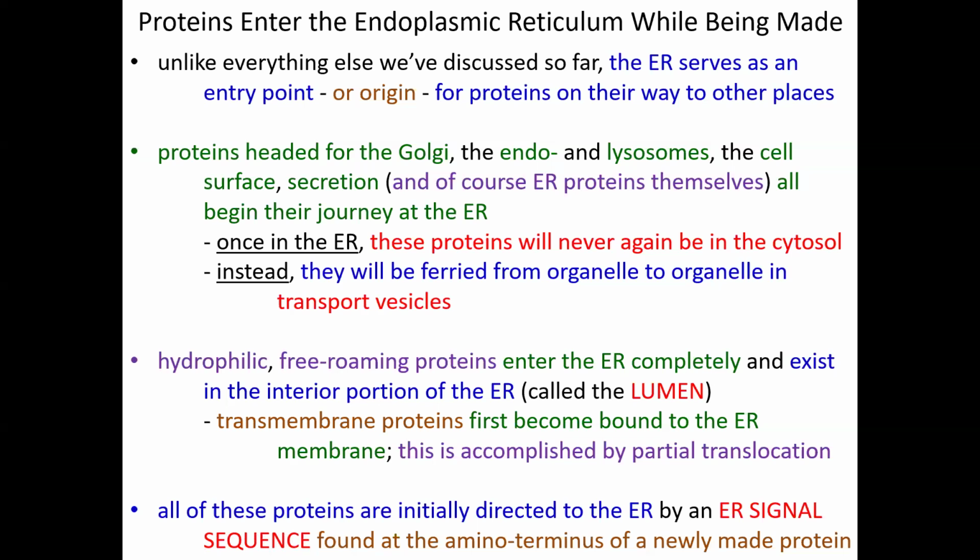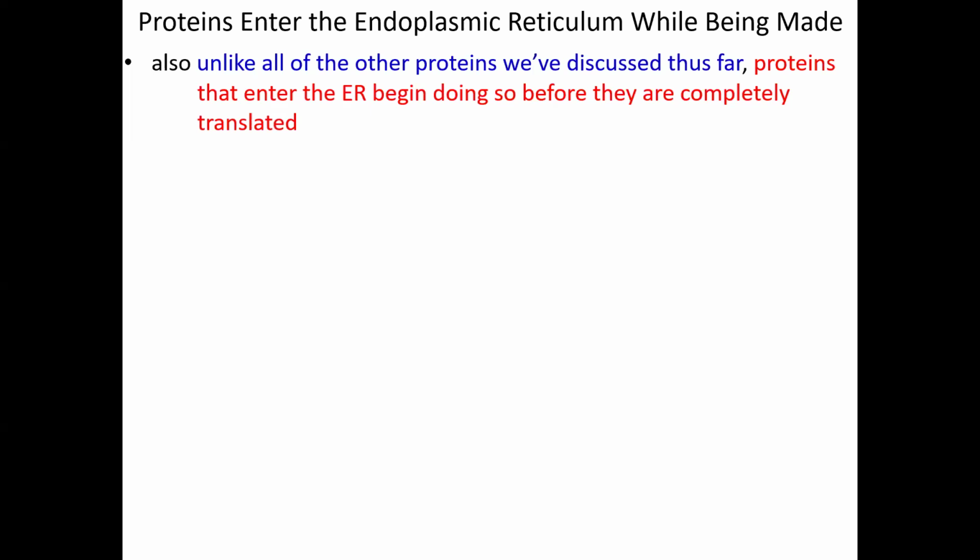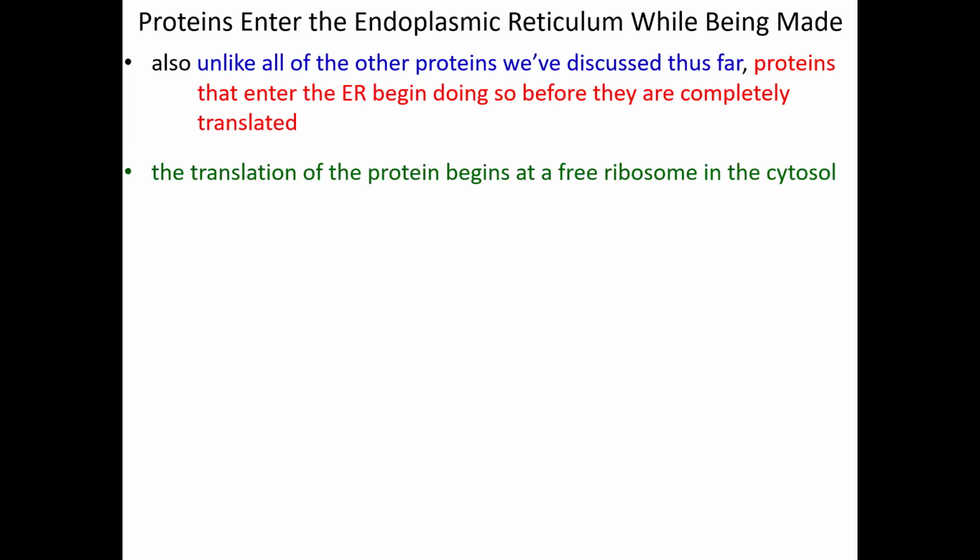What's causing these proteins to be made in the ER and end up in their final destination? Hopefully it's no surprise by now. It's signaling sequences. These proteins will start with an ER signaling sequence that's going to be found at the amino terminus, the beginning of the newly made protein, and that's going to direct this protein to the ER to begin its journey. Also, unlike any of the proteins we've talked about so far, proteins that enter the ER are threaded into the ER while in the process of being translated. So before the protein is completely made, transport into the ER begins.